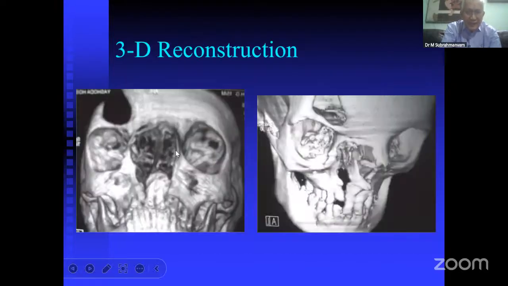3D reconstruction is very useful, especially in fractures, so that gives us an idea what to do. Here is a 3D reconstruction of a patient with a congenital deformity of the frontal bone, and also you can see a hair lip.